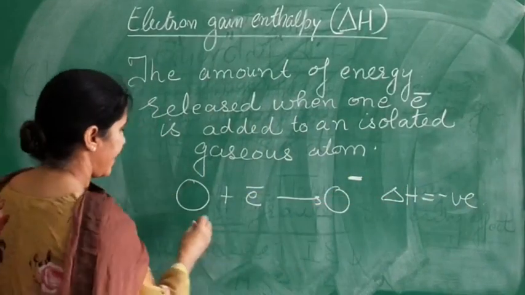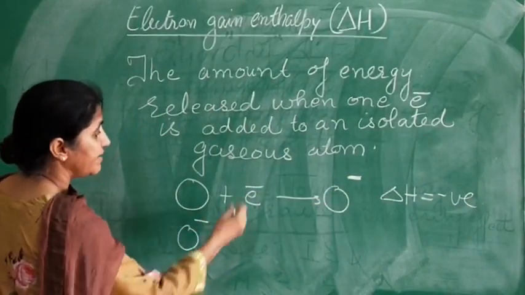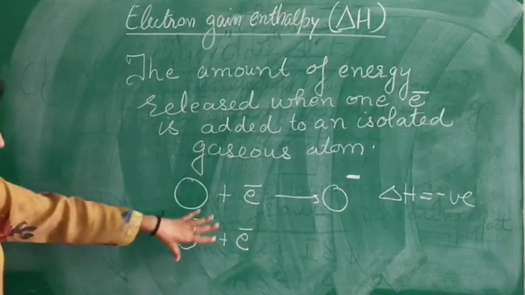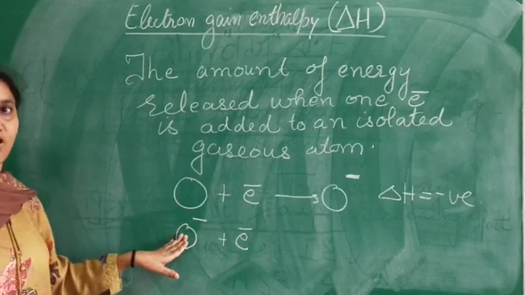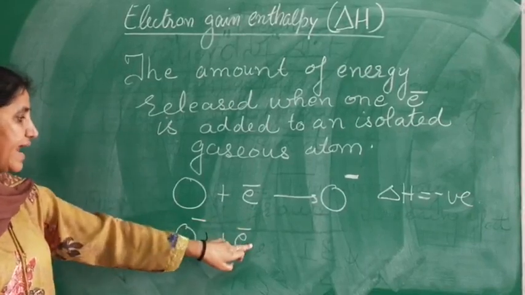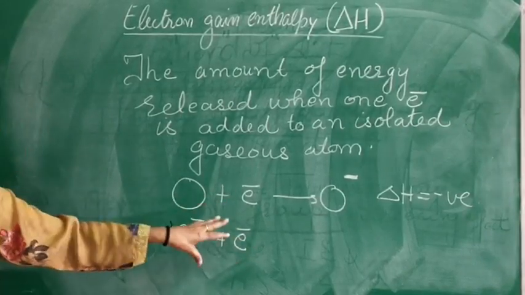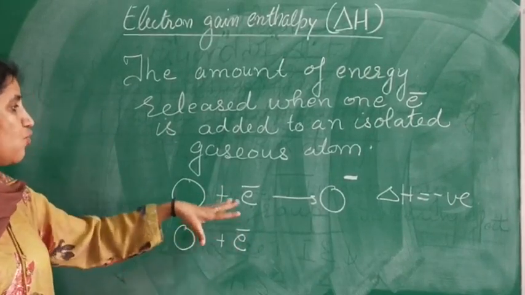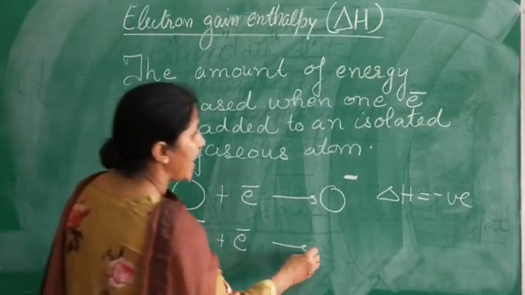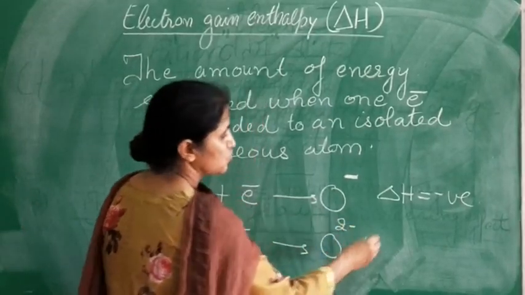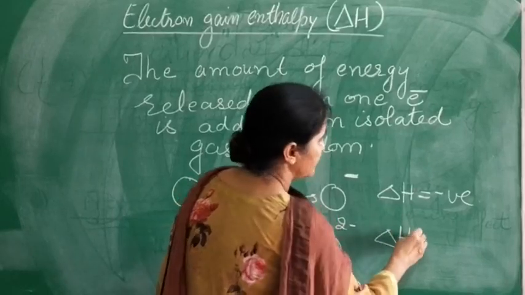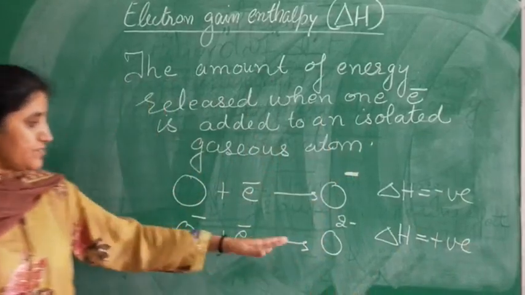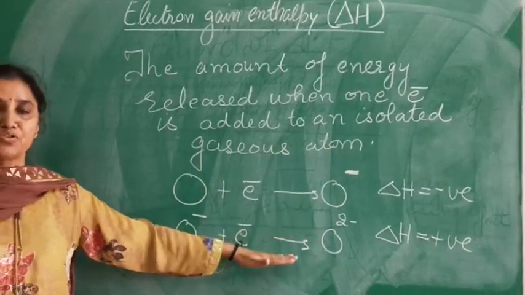But if we add another electron to the anion, then it will feel repulsion because this oxide ion is already rich in electrons, and when we further add an electron to it, the electronic repulsions will dominate over the attraction. So in order to overcome the repulsion, we have to give energy. So in this case, the electron gain enthalpy will be positive, that is, energy will be absorbed here.